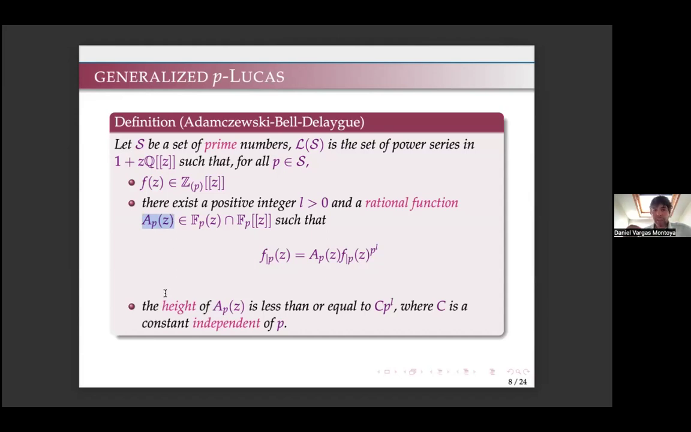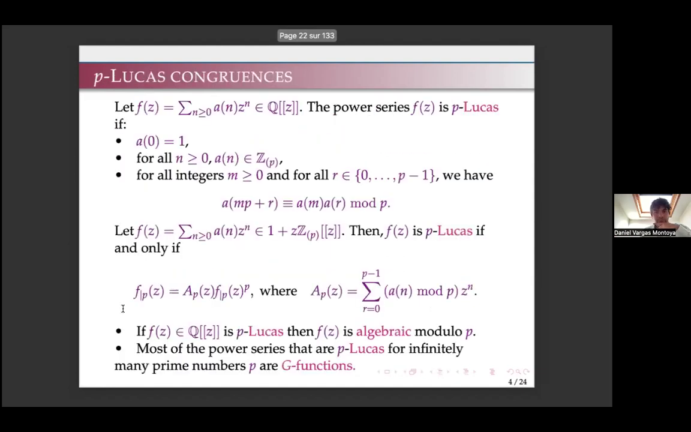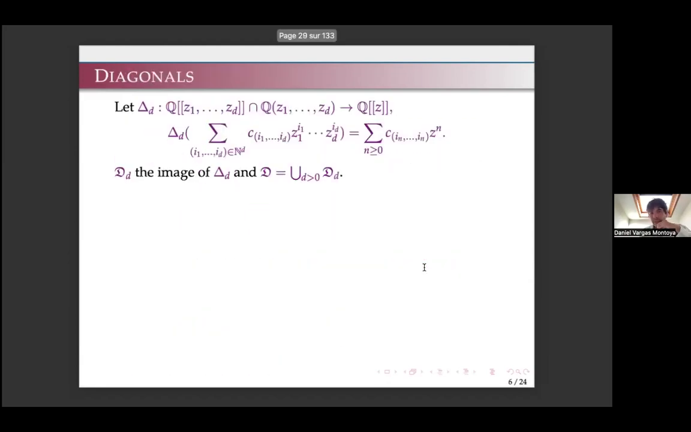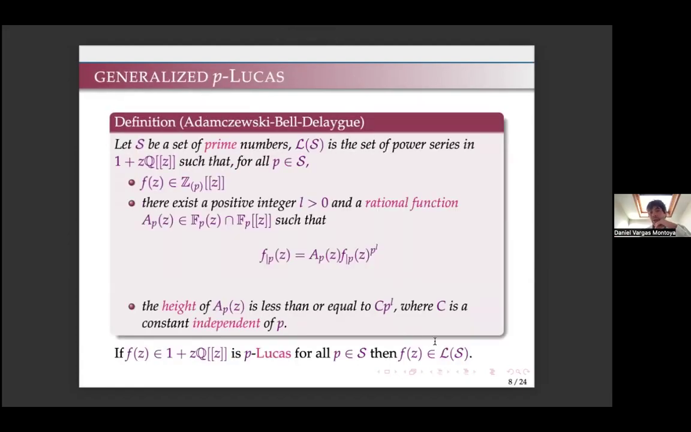So the height is the maximum degree of R and S. Okay. So the main observation here is that if F is a Pólya series for all P in S, then F belongs to LS. Why? Because let me come back to the definition of Pólya. Because we have this relation. So here, since A_P is this polynomial, we can take C equals 1 and L equals 1. So in this case, it's immediate that if F is Pólya, then F belongs to LS.